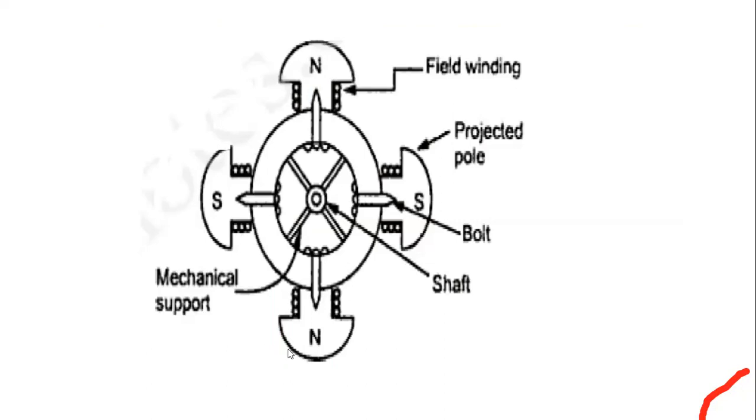In this case, we have 2 north poles and 2 south poles. This is the field winding, this is the projected pole, and this is the bolt shaft. At the inner surface we have the shaft, which gives mechanical support.